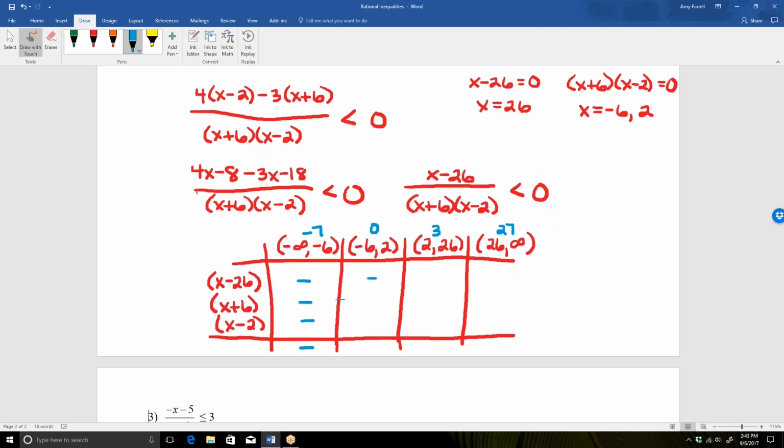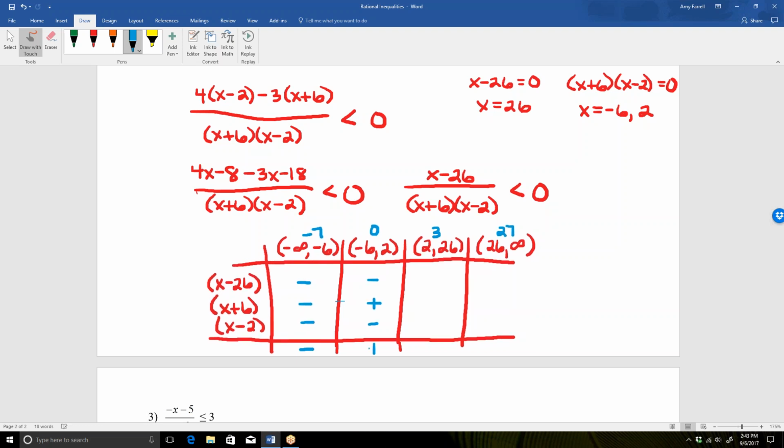Okay, let's see. 0: negative result, positive result, negative result. This would end up being positive. I just mentioned if you have an even number of negatives, it's going to end up being positive. 3 would be negative, positive, positive, which would be negative. This would mean a numerator that's negative, but a denominator that's positive, and a negative divided by a positive is negative. And then 27 is positive, positive, positive, which would be a positive result.